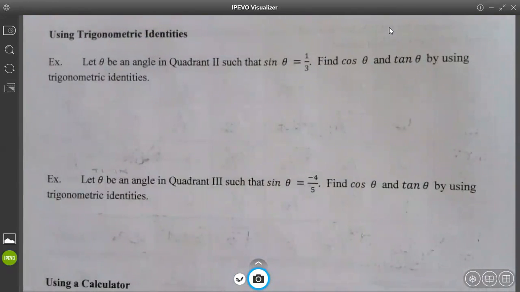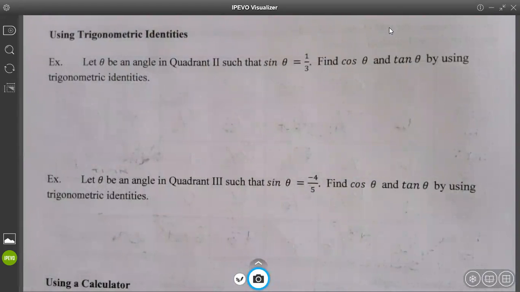Let theta be an angle in quadrant 2 such that sine theta equals 1 over 3. Find cosine theta and tan theta by using trig identities. All right. So trig identities are the ones that we talked about yesterday.